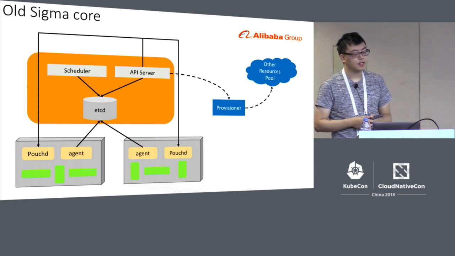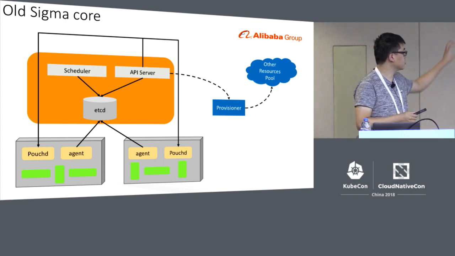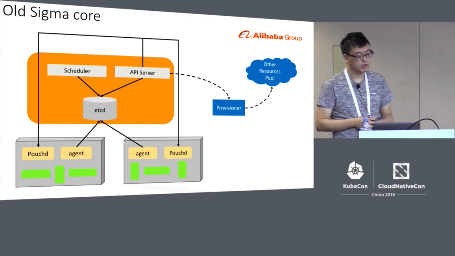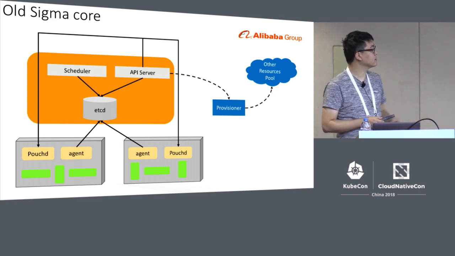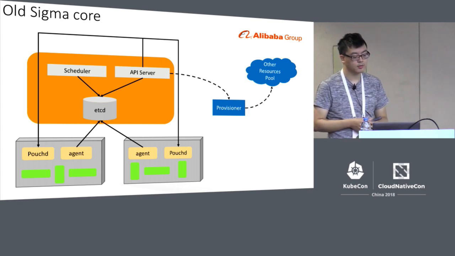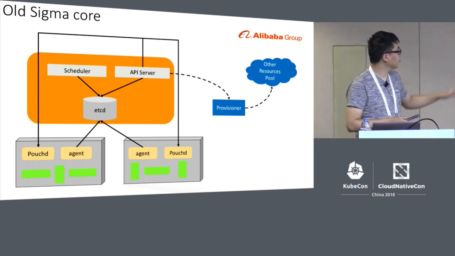Well, for now, I want to introduce the architecture of Sigma. Previously, it was quite common, with a control plane and a data plane. There is a master component, and on the data plane, we have our node agent. If you're familiar with Kubernetes, there's an API server and everything is communicated through it. Previously, we used etcd as the communicator, so everything is reflected through etcd.